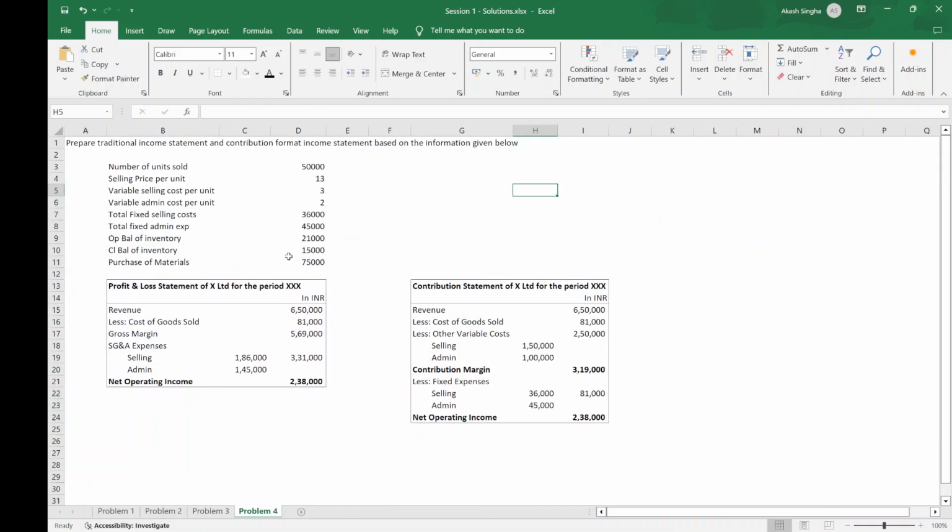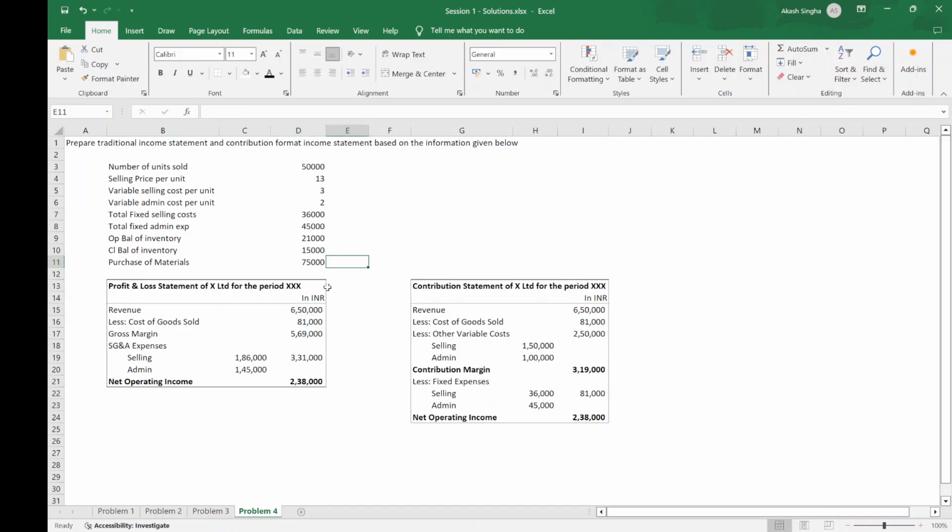Problem 4. Number of units sold 50,000. Selling price per unit 13. Variable selling cost per unit 3. Variable admin cost per unit 2. Total fixed cost 36,000. So normally we do profit and cost as revenue is addition. So revenue is 13 into 50,000, which is this much.